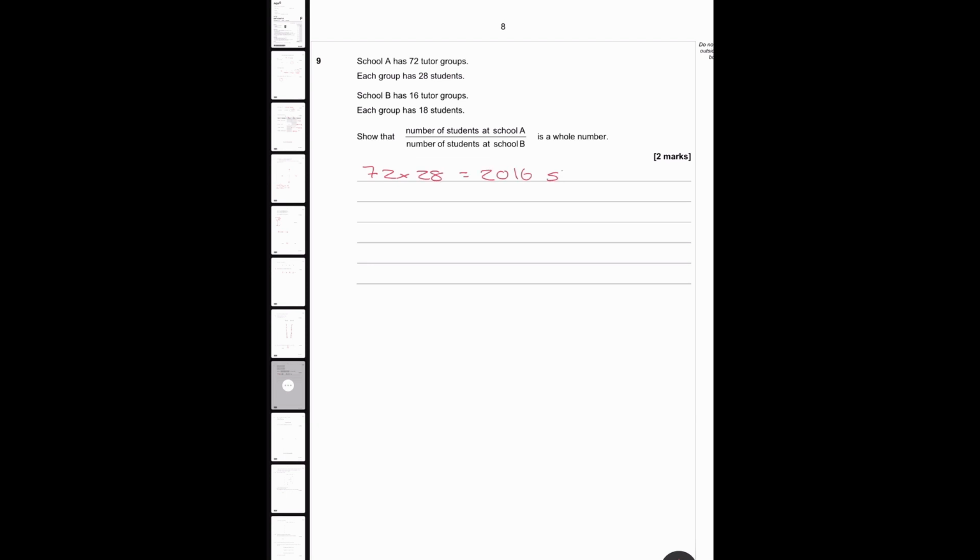School A will have 72 times by 28, which is 2,016 students. And School B will have 16 times 18, which is 228 students. Then we just take 2016 and divide by 288, which gives us 7.